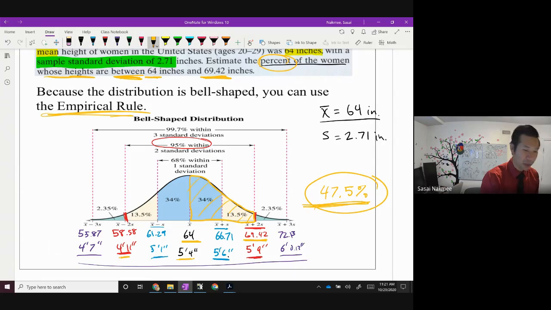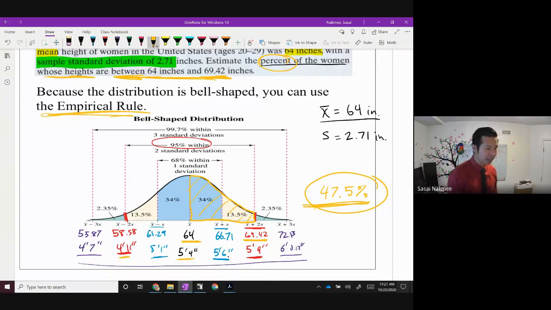Anyways, that's all you're going to do to use this empirical rule. You'll calculate these numbers down here, and then look to see what they're asking for, and tell me the percentage that's between them.